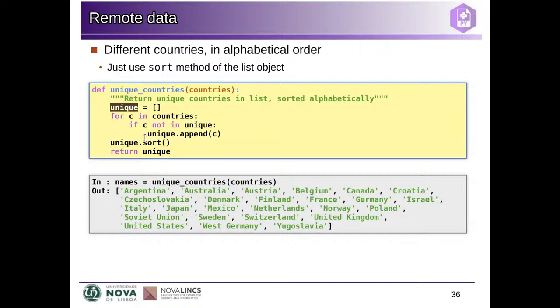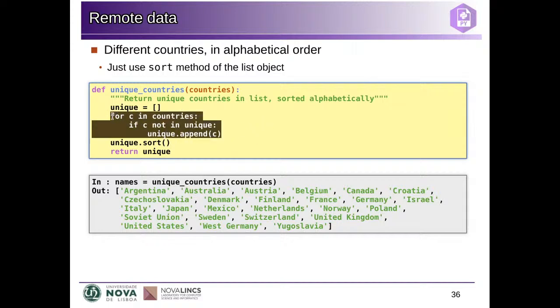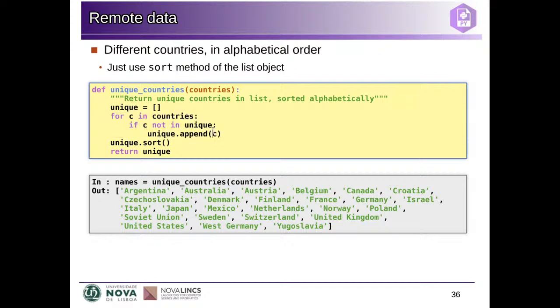If it's not, then we're going to append to the list. So we're going to add the country at the end of the list. But if it is in the unique list, then the not in will return a false, and this code will not be executed. So that country will be ignored and the loop will continue on the next country. This also illustrates how you can nest blocks of code inside one another.